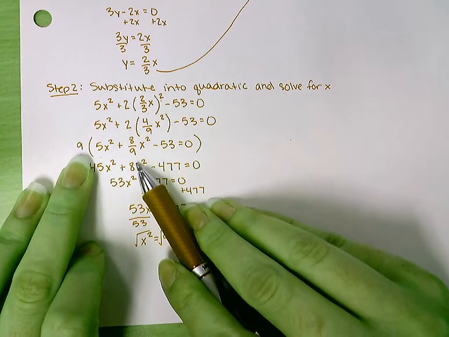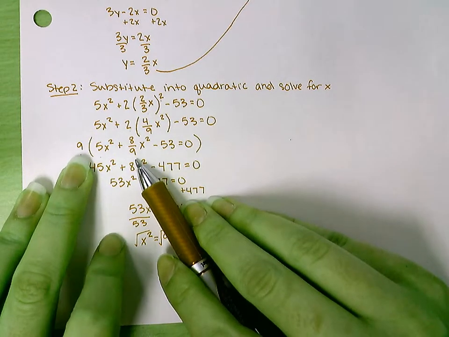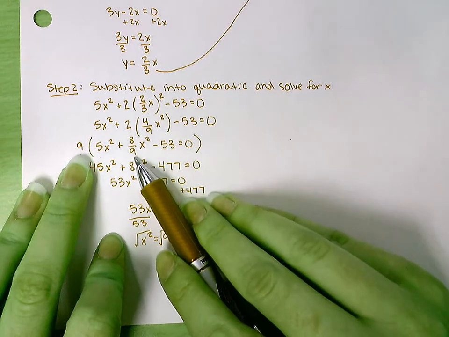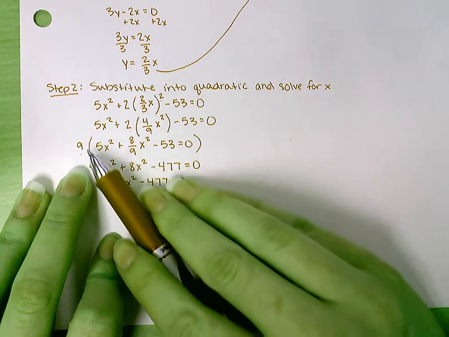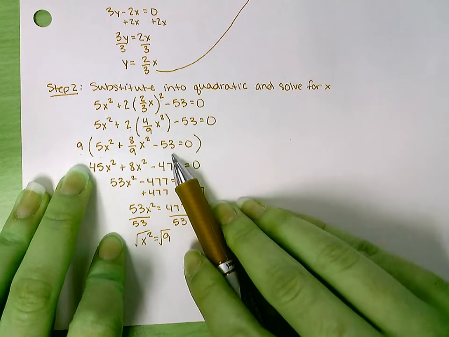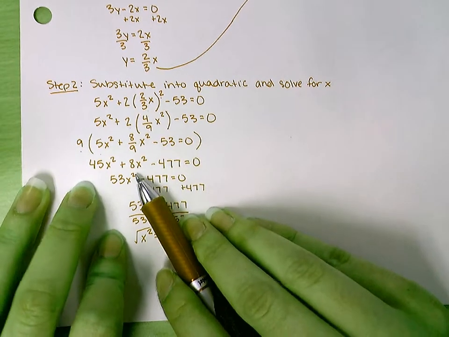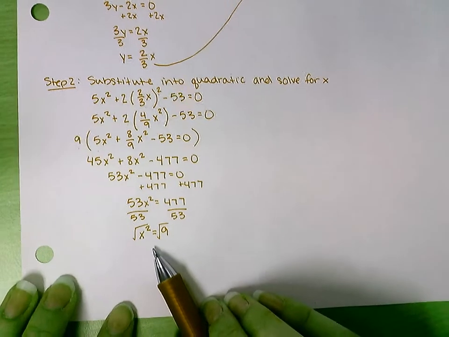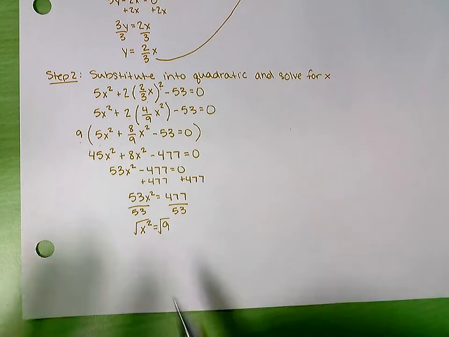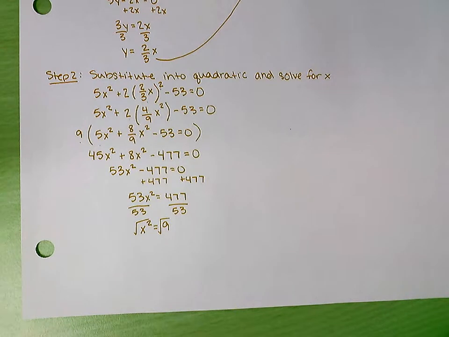Okay, so since this is a fraction, right, I want to get rid of the fraction. So I'm going to multiply each term by whatever is in the denominator. Okay? Make sense?